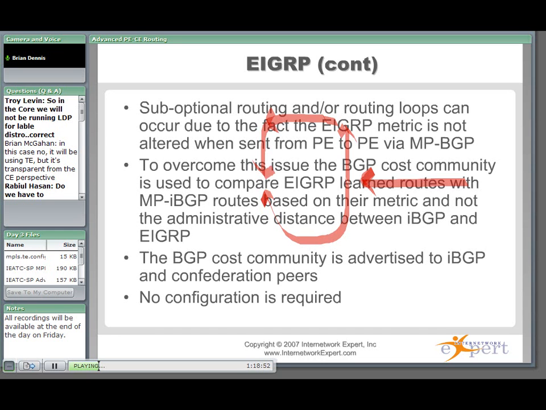Now, the problem we would have if we didn't have support for this feature, let's look at it without this feature here. The problem we run into is that when R3 gets the route, he gets it through IBGP, correct? And R3 gets it through EIGRP from R7. So R7 sends it across as EIGRP, R6 sends it across as IBGP. So which route is R3 going to prefer? Well, obviously it's going to prefer the one with the lower administrative distance.